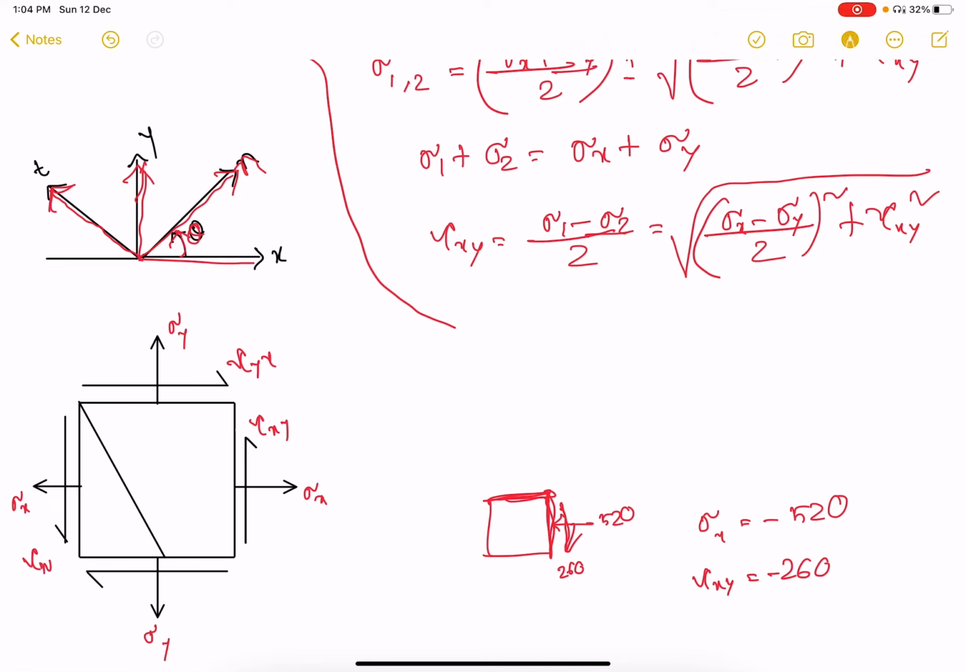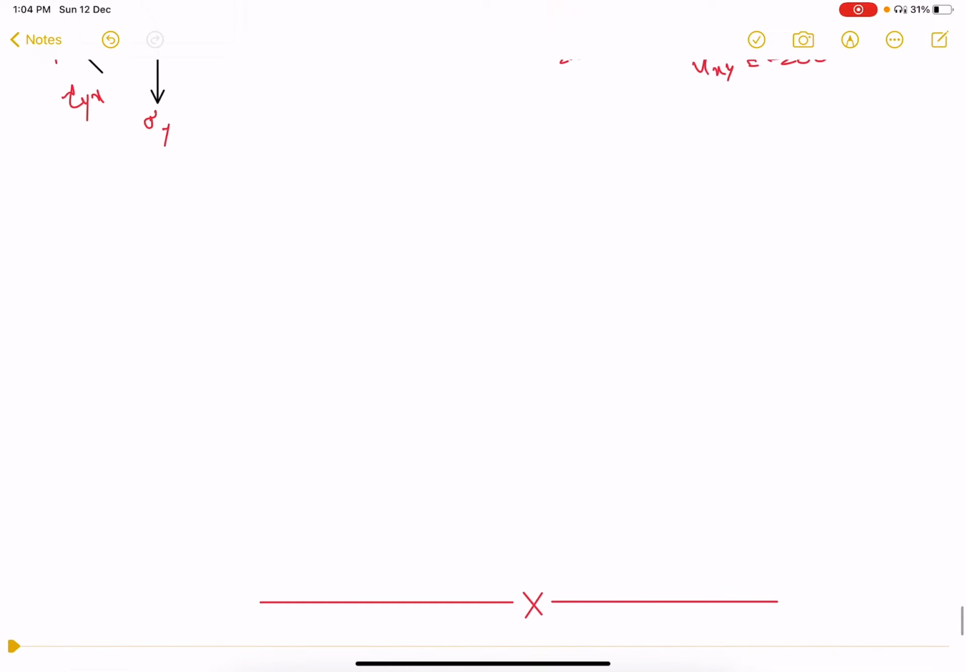So it is tau yx, and you have to rotate it by an angle theta, and it will be an anti-clockwise rotation. So that's all for today's class.